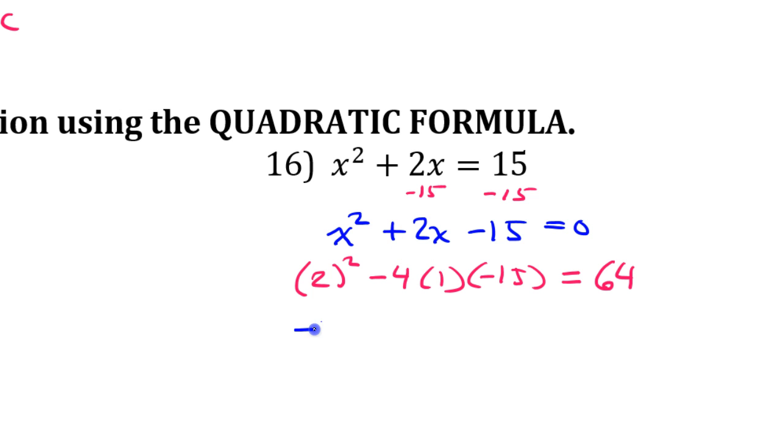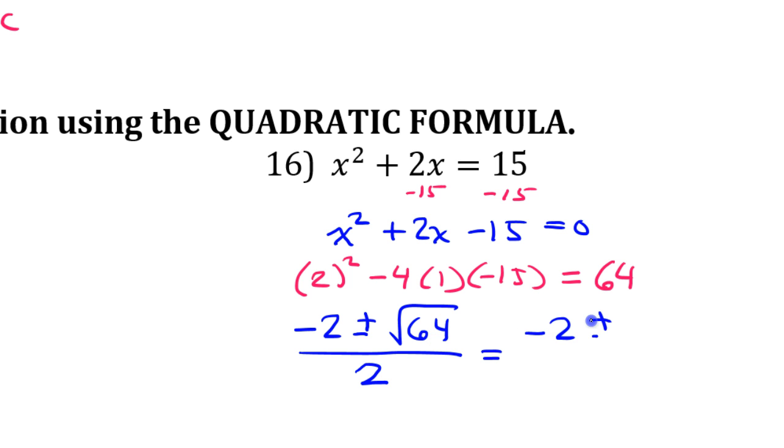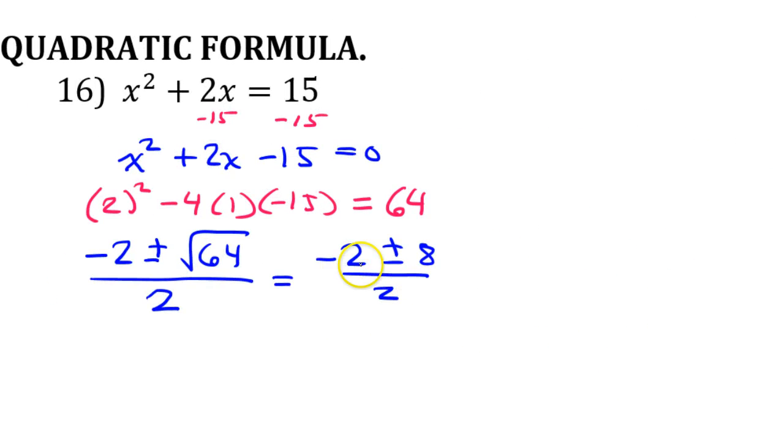Now I will do the rest of the quadratic formula. Opposite of b, so that's negative 2 plus or minus the square root of 64 all over 2a, which in this case is just 2. Well, the square root of 64 is 8. So that makes this negative 2 plus or minus 8 over 2. Do not stop here. These are like terms. There's no i, there's no radical. By the way, some students want to do the square root of 64 and then they put a radical 8 here. It's not square root of 8, it's just 8.